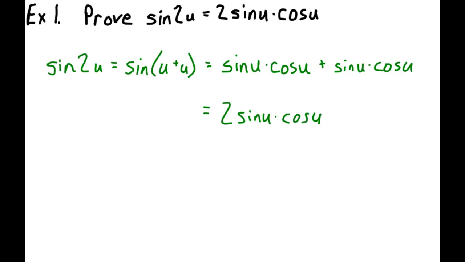So we use the sine of a sum identity from the previous lesson to show why the double angle identity for sine is equal to 2 times the sine of u times the cosine of u.